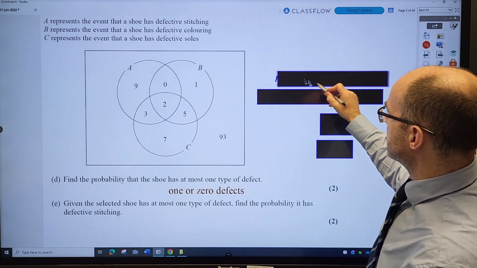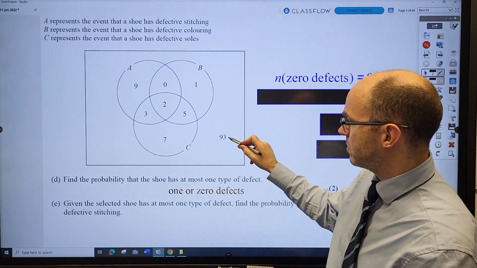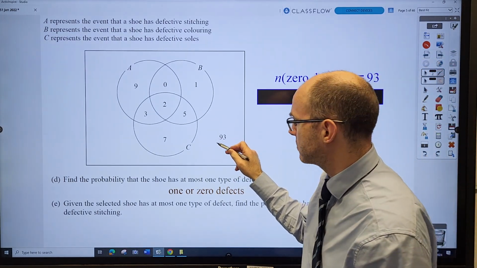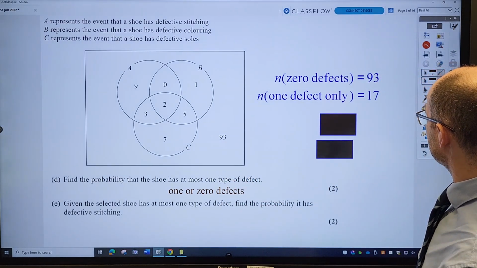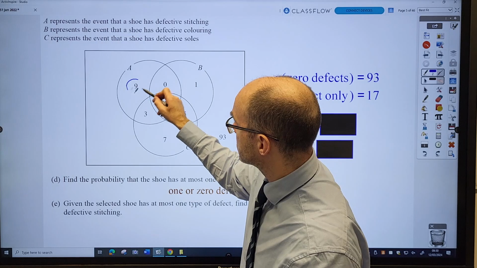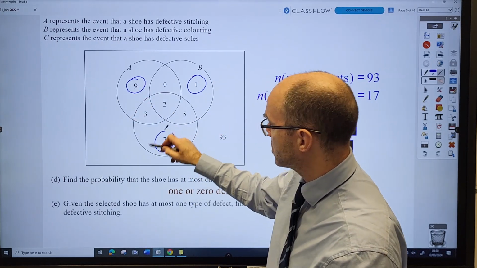So let's look at the probability of 0 defects first of all. It's just that one, isn't it? So the number with 0 defects is just 93. And then let's have a look at the ones where we've got 1 defect only. So 1 defect, that's just that one. So just A is the defect, or just B is the defect, or just C is the defect.